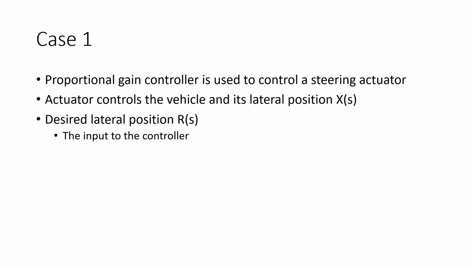So first, we're going to start out with case 1. We're using a proportional gain controller to control a steering actuator. The actuator controls the vehicle and its lateral position, X of S. The desired lateral position, R of S, is the input of the controller.